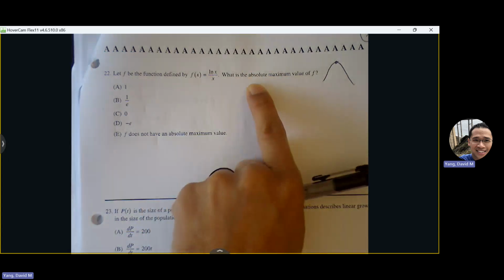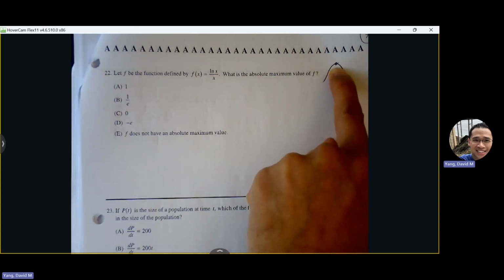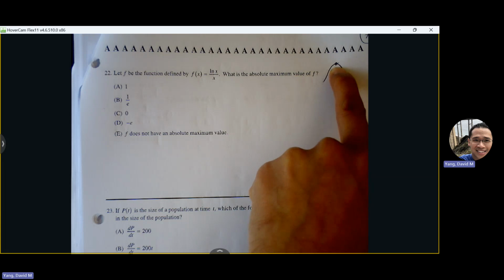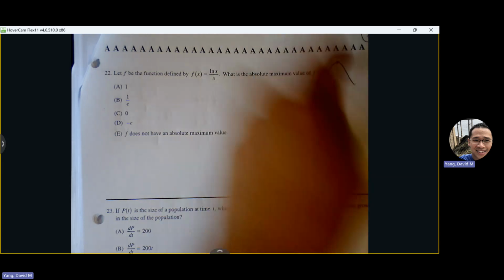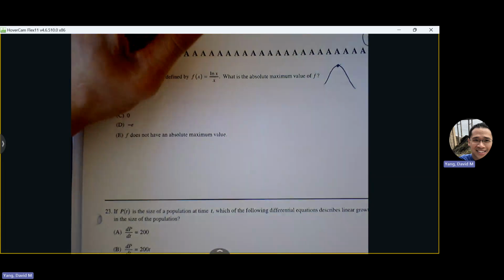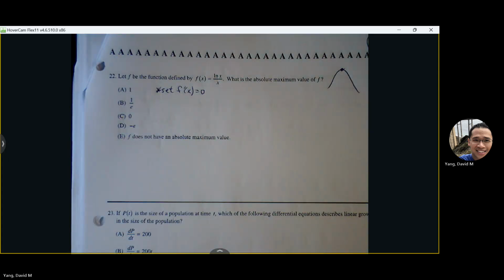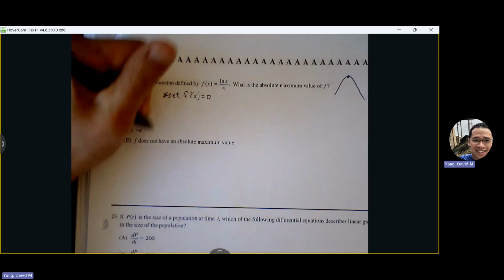So I first have to figure out, where's my slope going to be equal to 0? And then I have to figure out the y value at that point. So we're going to set f prime equal to 0, and then find our critical points from there. To find the derivative, we have to go through quotient rule. There's a numerator and denominator involved. So let's build out our derivative.